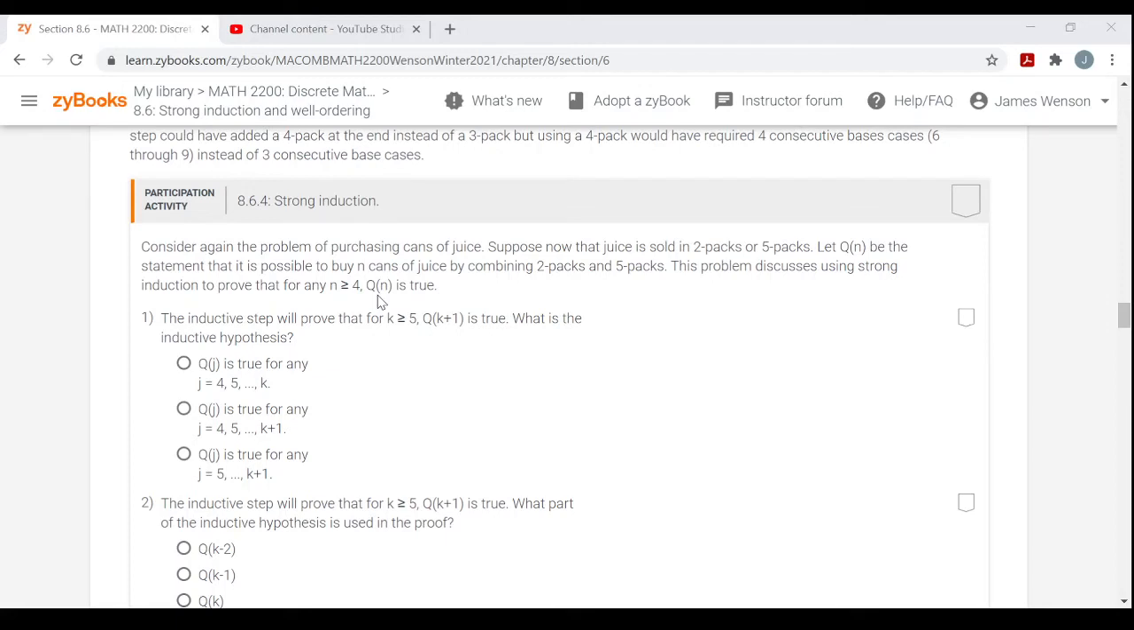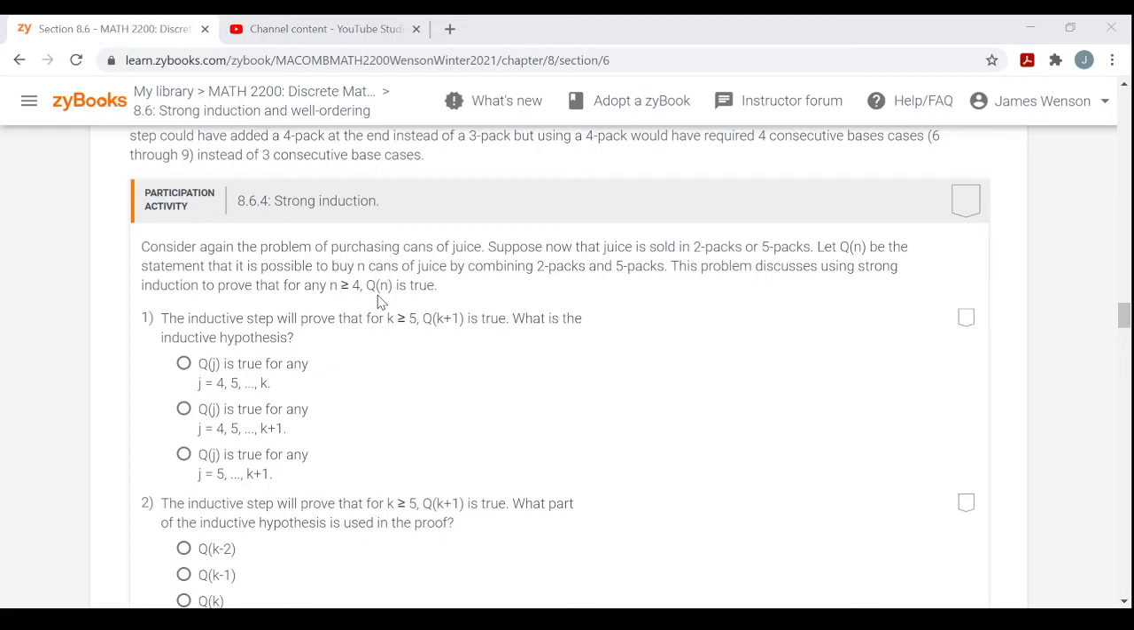Now let's think about the end. All right, let's think about the inductive step. I would have to assume that for values of j from 4 to k, the statement is true, and then show that I could buy k plus 1 cans. All right, show that the statement is true for k plus 1.